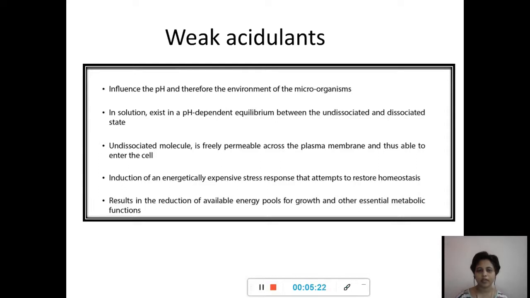So when the acid is present, what happens? There would be a stress on the cell, because the acid becomes permeable to the plasma membrane, and there would be an energy imbalance. Trying to overcome this stress, the energy which was needed for growth and other essential metabolic functions of the microorganisms becomes limited.